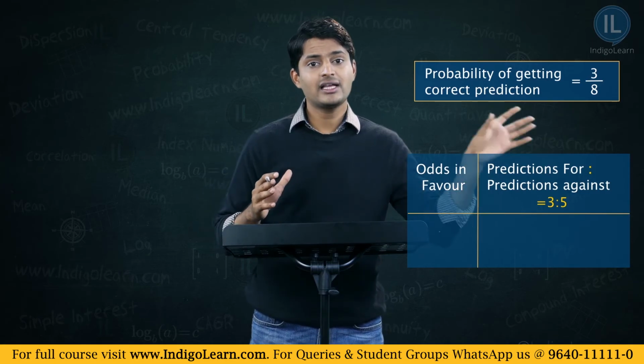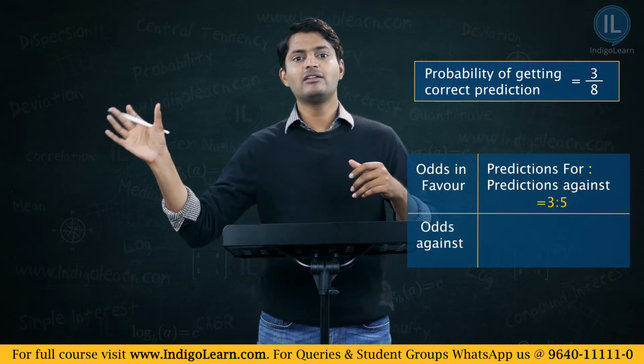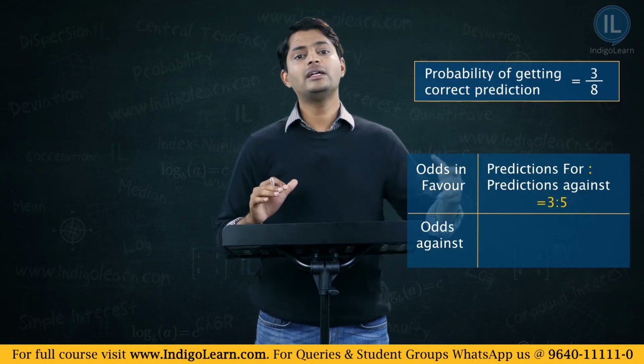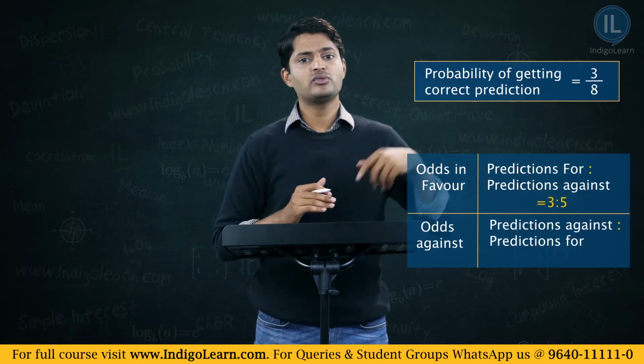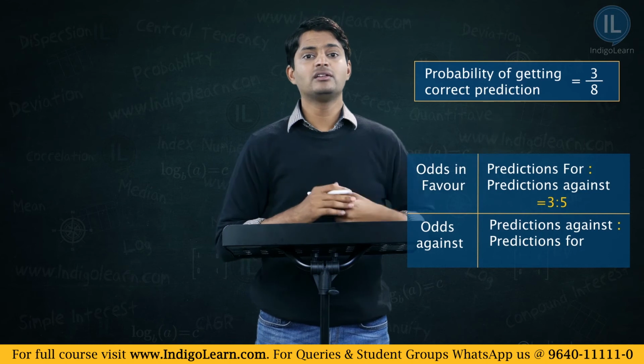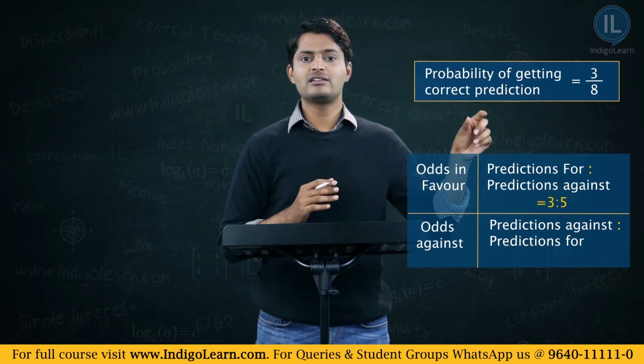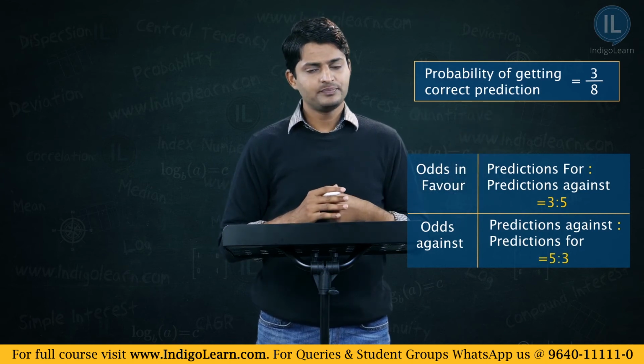Now what are odds against? Odds against means basically the reverse of odds in favor. That means how many times I am failing, which is 5 times, is to how many times I am succeeding, which is 3 times. So the answer will be 5 is to 3, correct?